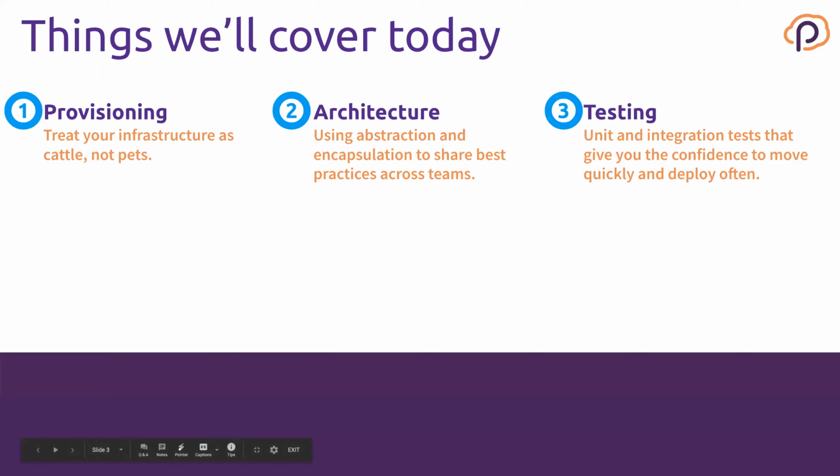First, provisioning. And this is treating our infrastructure as cattle, not pets. We want to be able to manage this stuff en masse. We don't want to give things names. We want to spin it up. We want to spin it down. We want every developer to be able to have their own stack. We want to be able to experiment.